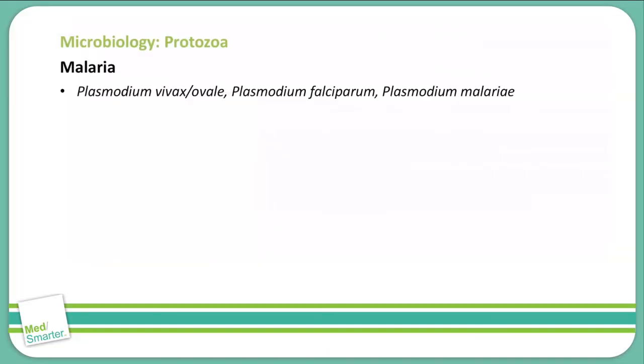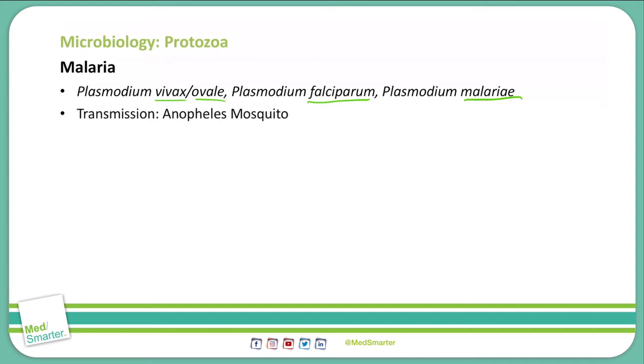Let's move on to the protozoa that can affect the bloodstream. First and foremost is malaria. Malaria is broken down into four separate species. You have Plasmodium vivax, Plasmodium ovale, Plasmodium falciparum, and Plasmodium malariae.